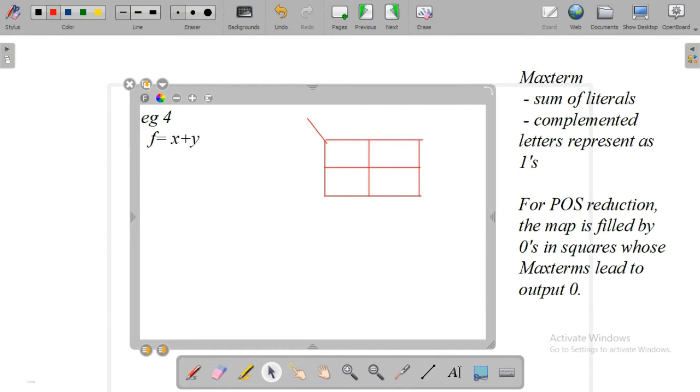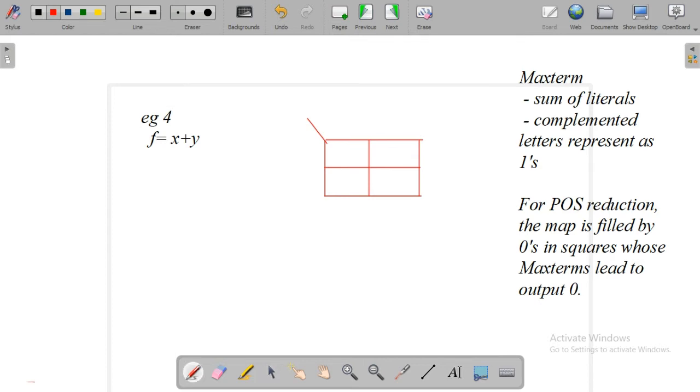Okay, the next example, example number 4, is the expression f equal to x plus y. x plus y is a sum of literals, and two variables are there, so we need to draw a two variable function KMap. The first one is x, another one is y, and there is a small difference. x plus y is a max term. What is a max term? It is a sum of literals.